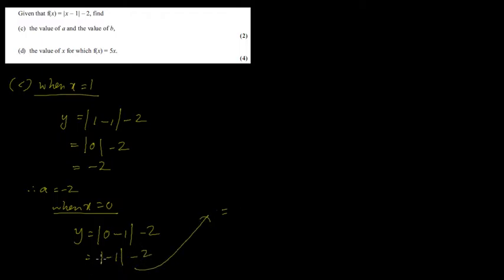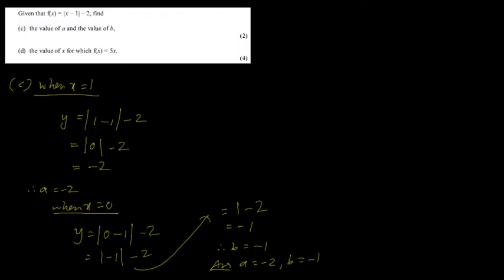Remember, when you remove the absolute value sign, the modulus sign, you just remove the negative or any sign, so it becomes 1, and there is minus 2. So 1 minus 2 is minus 1. So therefore b equals minus 1. Always restate your answer. a equals minus 2, b equals minus 1.